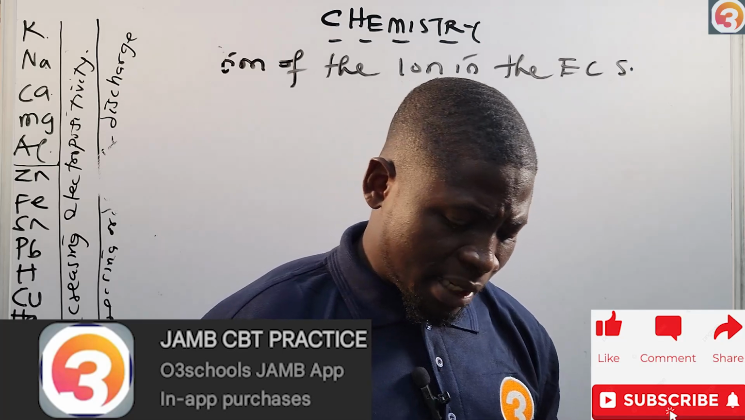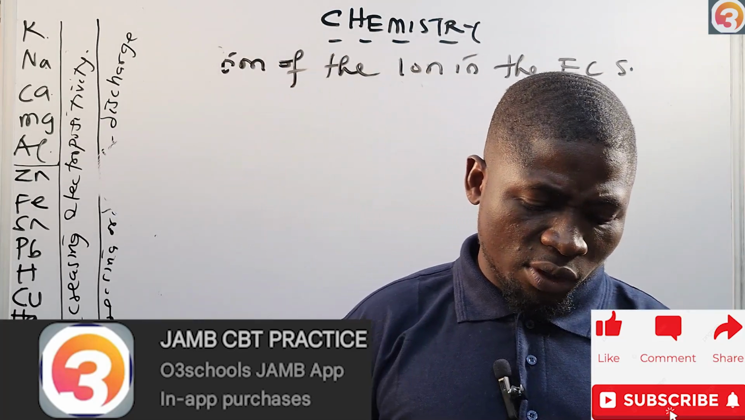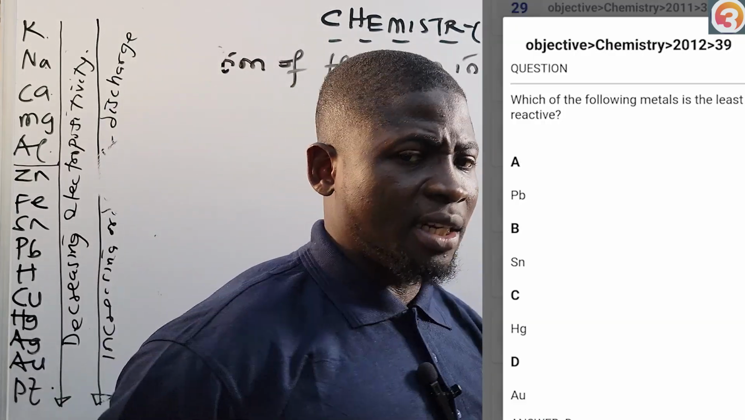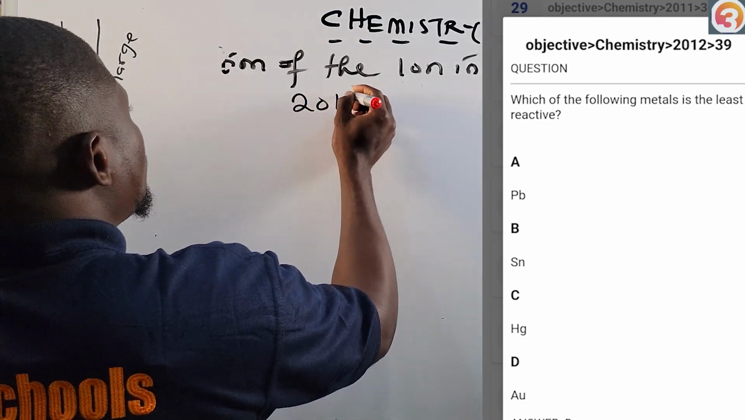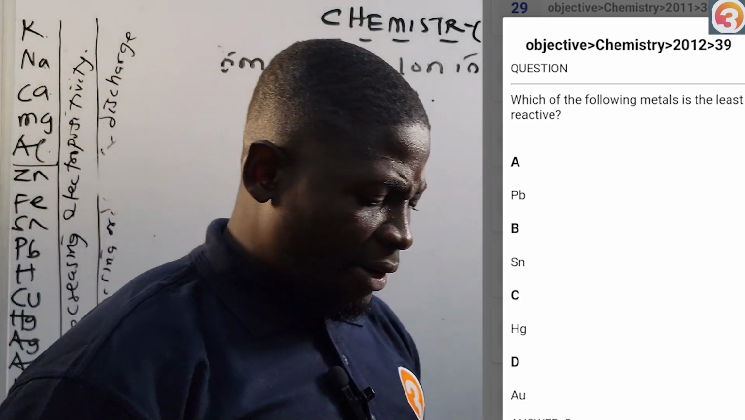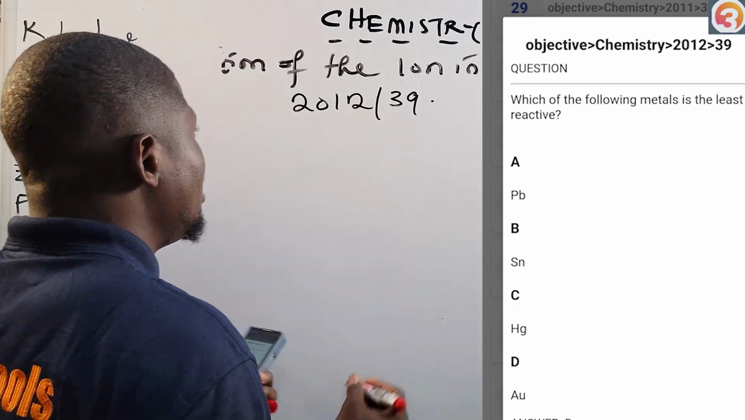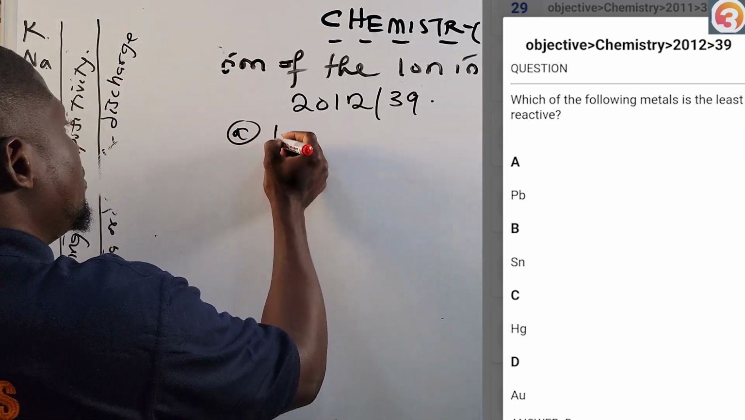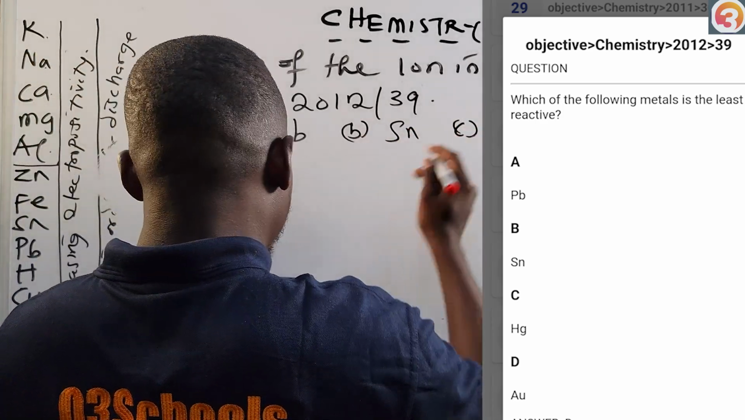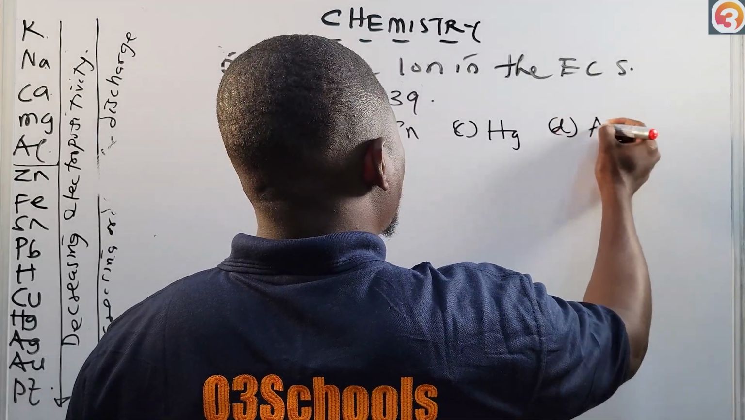Now let's go to the O3 Schools JAMB app. I'm launching my app right away. And let us see some questions from the O3 School JAMB app. Now, this is a 2012 question, number 39 from the app, being displayed on your screen right now. They say, which of the following metals is the least reactive? A, we are given Pb, that is lead. B, we are given Sn, that is tin. C, we are given mercury, that is Hg. Then D, we are given gold, that is Au.